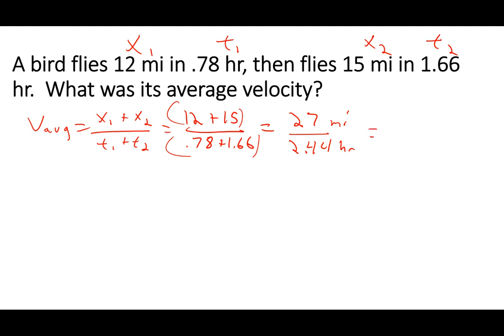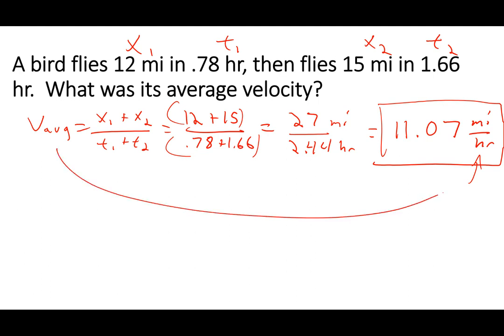And if I divide 27 by 2.44, that gives me 11.07 when I round up miles per hour. That's my average velocity, and miles per hour makes sense because we're talking about a velocity.